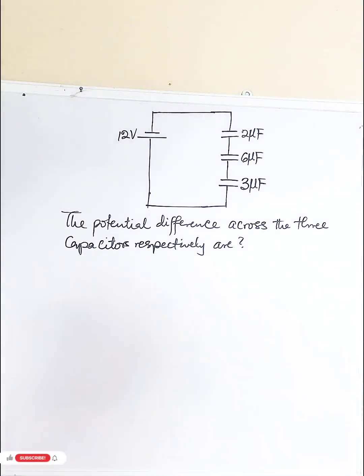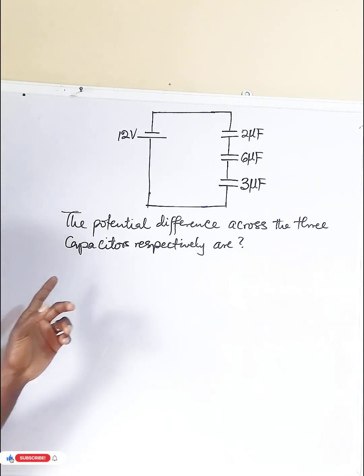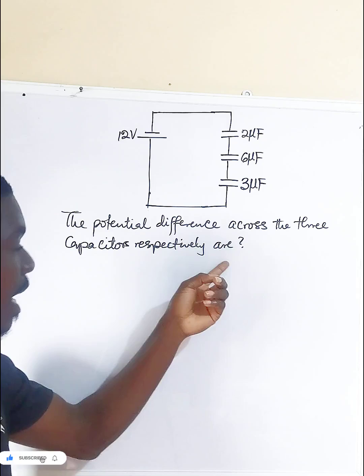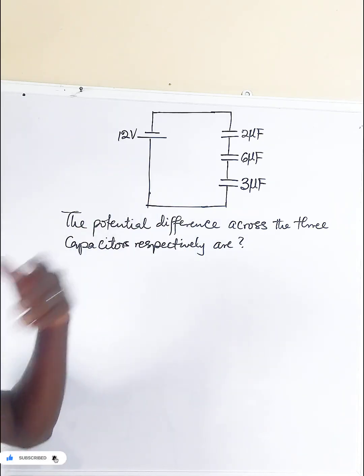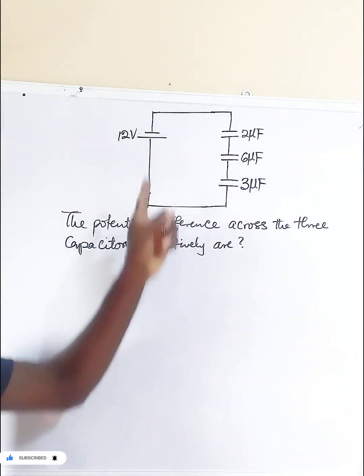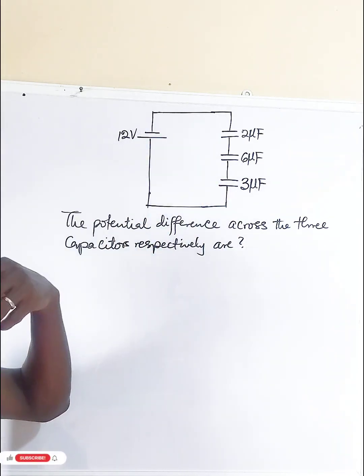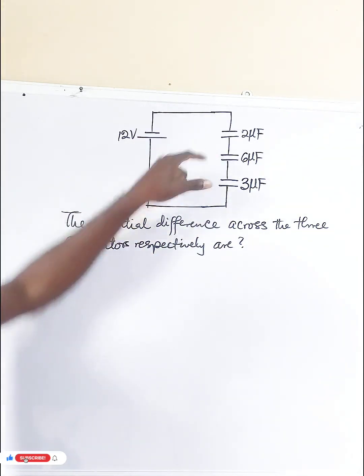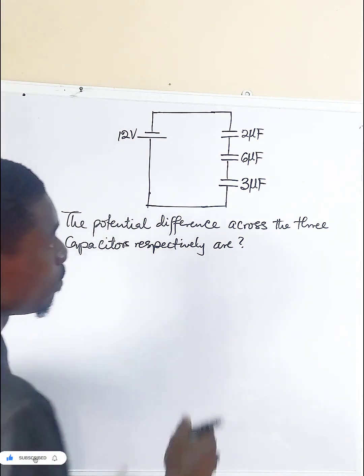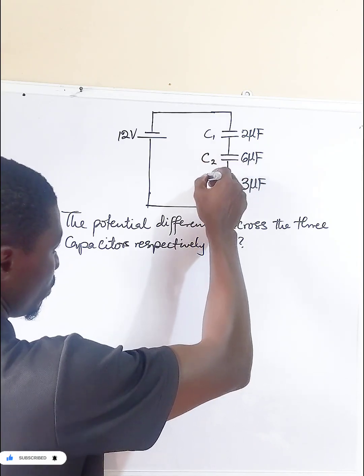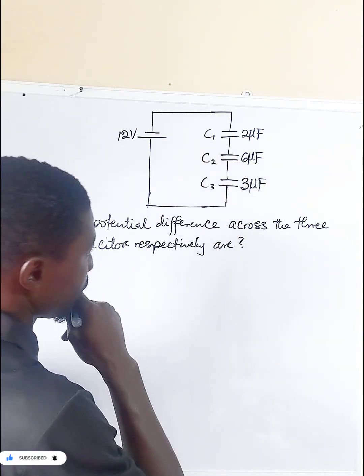Now let's look at this question here. The potential difference across the three capacitors respectively are. Now here is the circuit. We're given the overall potential difference of 12 volts, and here are the capacitors in series. So let's say this is C1, C2, and C3.